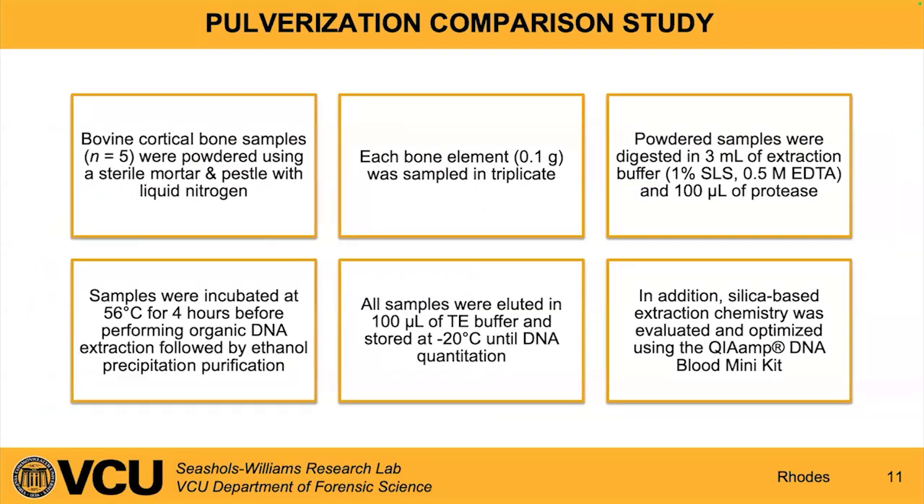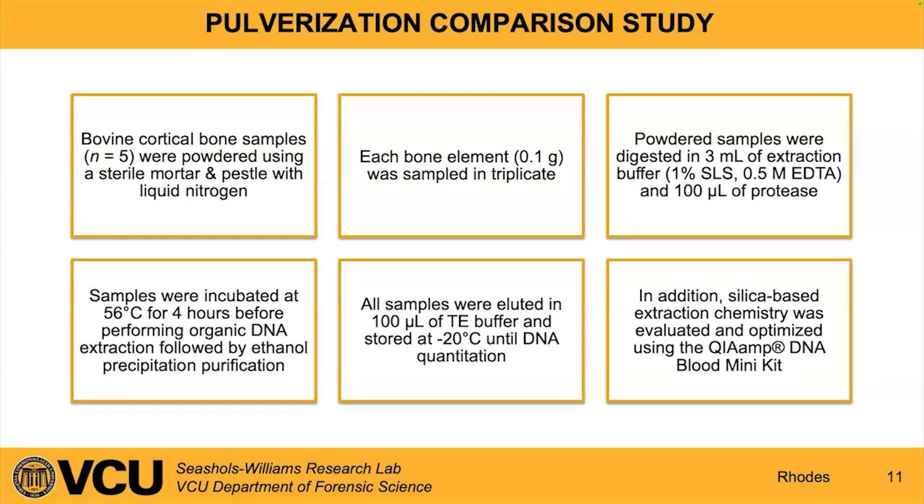We also wanted to conduct a pulverization comparison study. So a comparative analysis was performed using the traditional processing method of pulverization with organic DNA extraction. The bovine cortical bone samples were powdered using a sterile mortar and pestle with liquid nitrogen, and each bone element was sampled in triplicate, with 0.1 grams of starting material. The powdered samples underwent a digestion where they were incubated in an extraction buffer with protease for 4 hours at 56 degrees prior to beginning the organic DNA extraction, followed by ethanol precipitation purification.